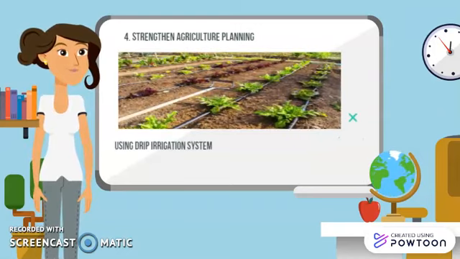Fourth, strengthen agriculture planning by using a drip irrigation system, which is more effective and can conserve more water than the traditional irrigation system.